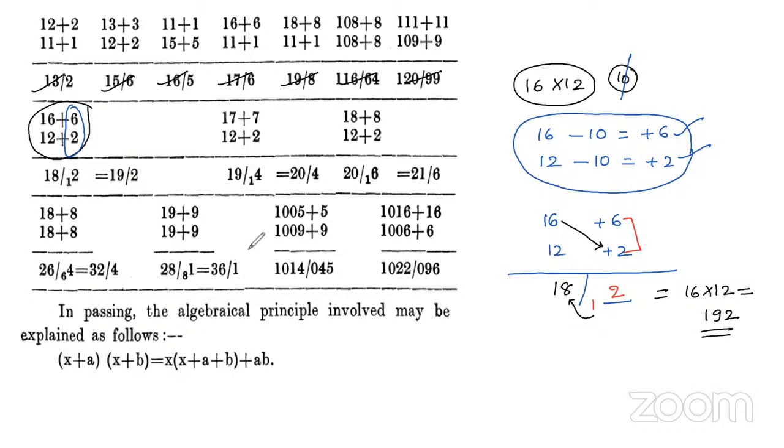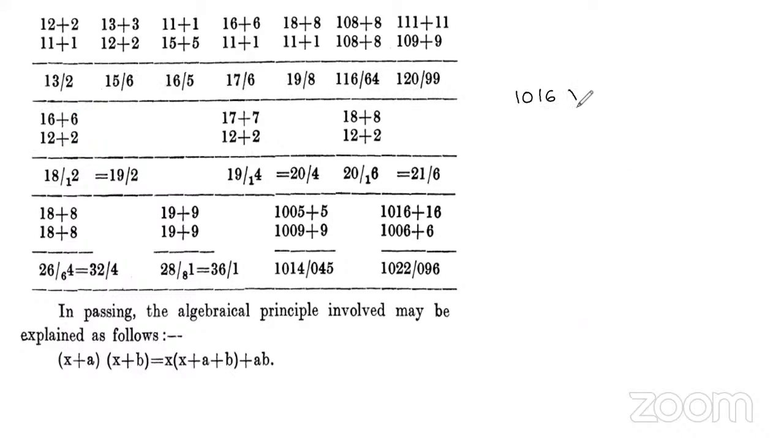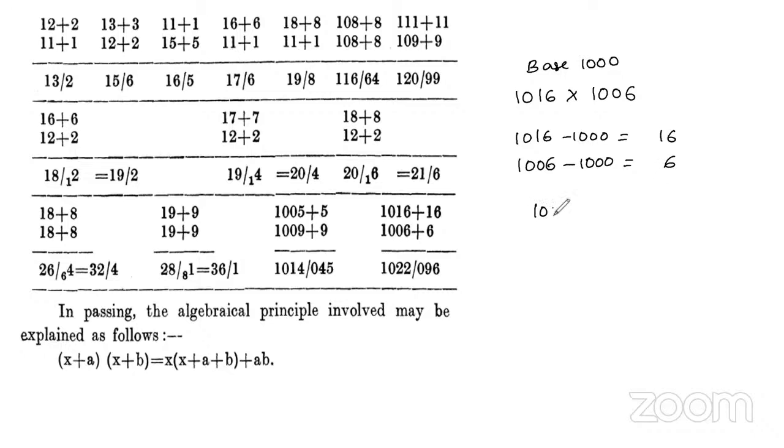And look at this problem: 1016 multiplied with 1006. These two numbers are very near to 1000. If you find the deviation, 1016 minus 1000 equals 16, and 1006 minus 1000 equals 6. So 1016 has deviation 16, 1006 has deviation 6, and these are positive.